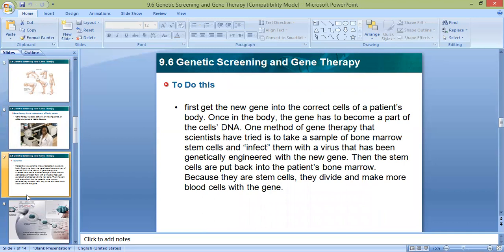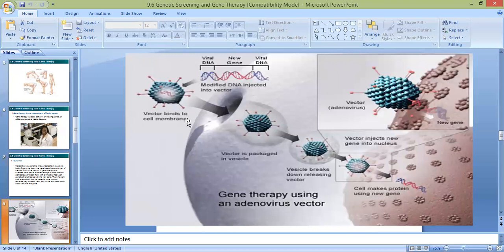How does this happen? First, they get the new gene into the correct cell of the patient. Once in the body, a gene has to become part of the cell's DNA. And one method, they try to take a sample of bone marrow, known as stem cells, and infect them with a virus. This virus is genetically engineered with the new gene. Then the stem cells are put back in the patient's bone marrow because they can divide and make more blood cells with the gene. As you see here in the figure, this virus is called a vector.